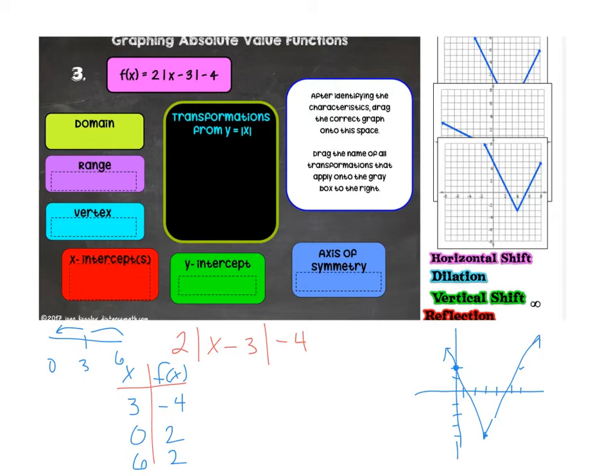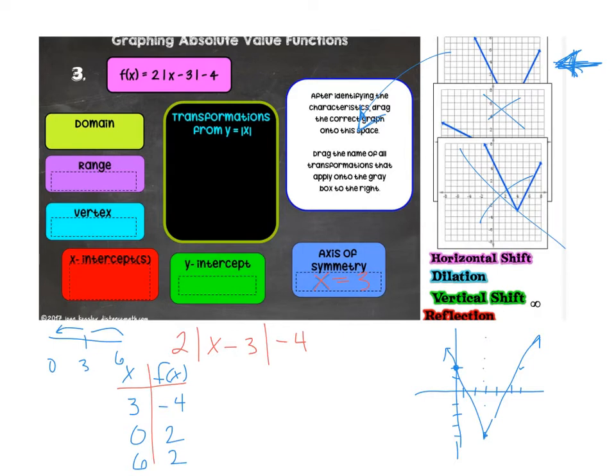So from the graphs that I can see, it's certainly not the first one. So I know it's not the first one. I know it's not the second one, so it's got to be this top one. I can't see the vertex of this one, but I believe it is the top one. So I would have dragged that graph right there. The axis of symmetry is right there at x equals 3. Let me change my colors here. X equals 3 is my axis of symmetry.